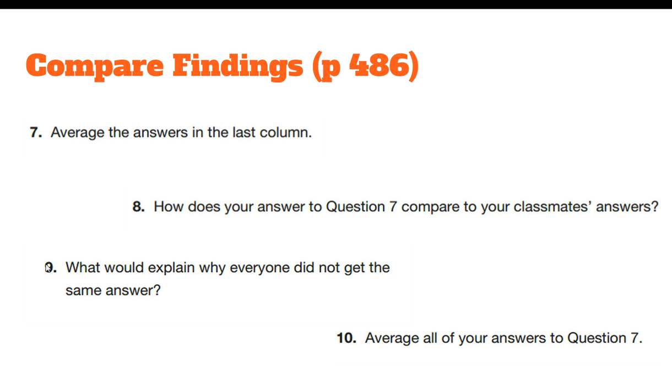Now average all of your answers to question 7. So just take a general amount. So generally speaking, your answers should be averaging out to a certain number, and we're going to talk about that.